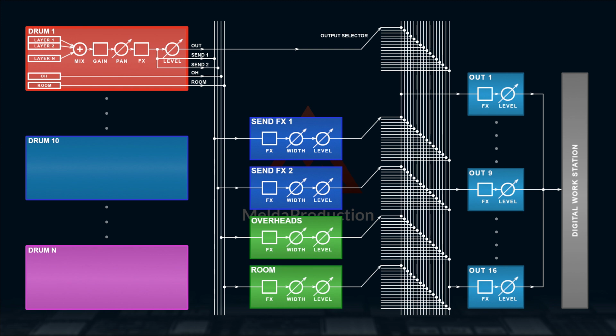In MDrummer 1 out, all outputs are then mixed together. In MDrummer 16 out, each output is sent to a dedicated bus in your DAW.